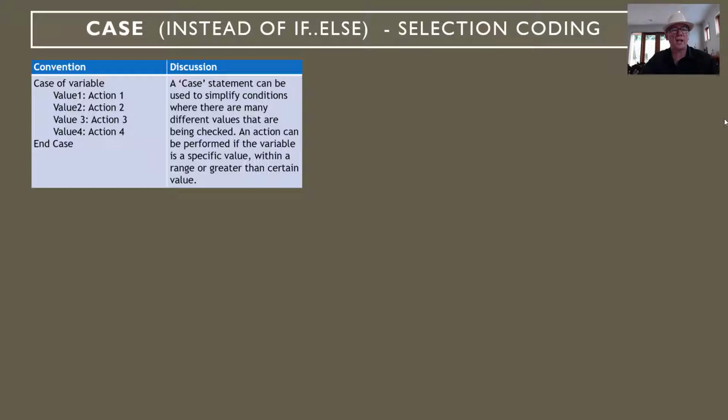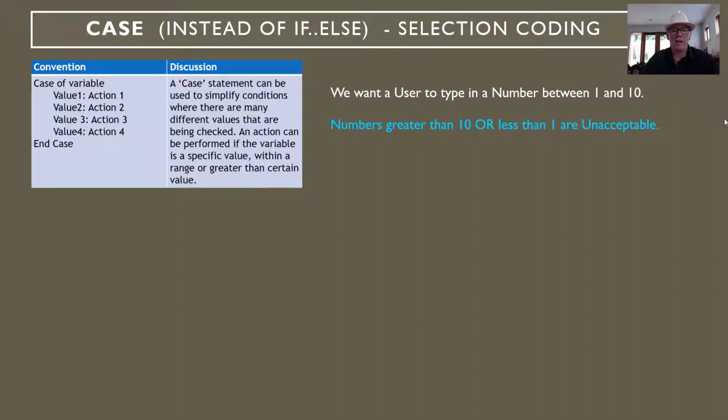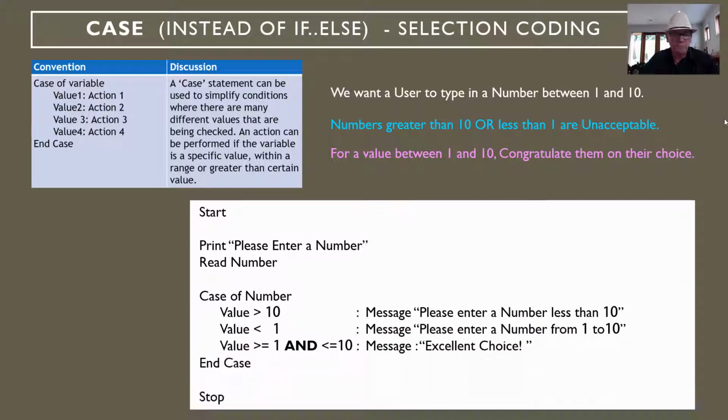So we check out some variable, and if it's a particular value, do this thing. If it's the other value, do the other thing. And we want the user to type in a number from 1 to 10. So remember, we were doing that with if else. Numbers greater than 10 or less than 1 are unacceptable. So we don't want zeros or negatives or numbers bigger than 10. And if they type in a value between 1 and 10, let's congratulate them because they've done a good job.